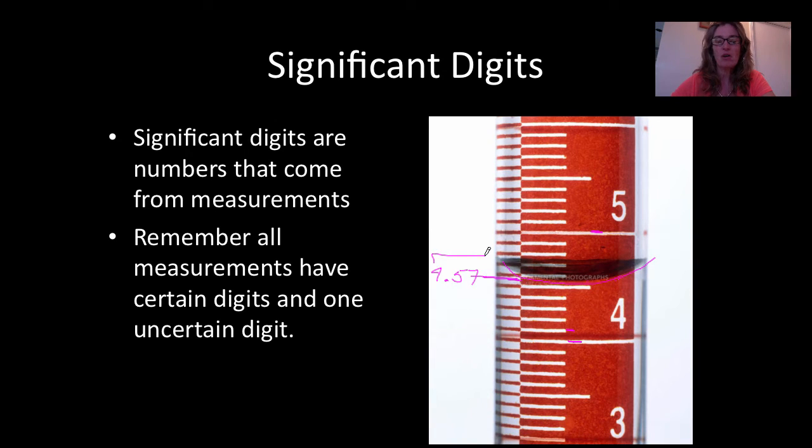So these are all significant digits. These two are certain because I used the lines or graduations on my instrument to tell me that I had a 4.5. However, there's a space in between here, and since my volume falls in between these two spaces, I must recognize that I don't know the exact number, but I'm going to guess this last digit. And so we call this uncertain. But all of these digits or numbers are significant because they came from a measurement.